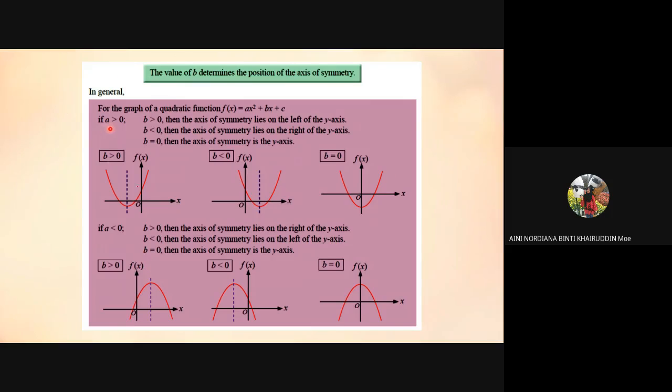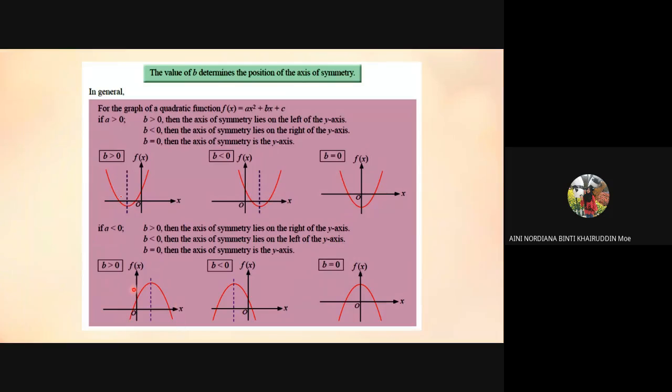Okay, B now. B greater than 0, then the axis of symmetry lies on the left of the y-axis. If B is less than 0, then the axis of symmetry lies on the right of the y-axis. B equals 0, then the axis of symmetry is the y-axis. Actually this is the y-axis, but because it is a function, we write f(x) instead of y. This is advanced, because you are in Form 4.